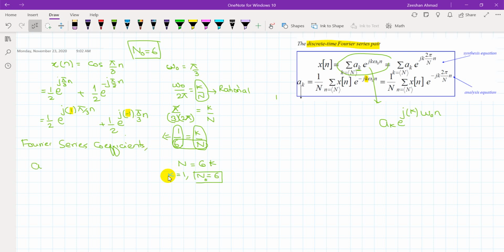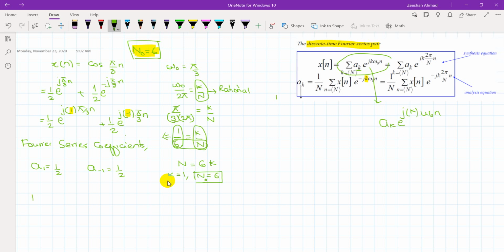So I can say like a of 1 will be equal to half and a of minus 1 is equal to half here. So I have the coefficient as half and half here. Now remember that we already discussed that the number of coefficients I have is 6. So it means that if I talk about this one, let me plot, then I discuss with you this thing basically.